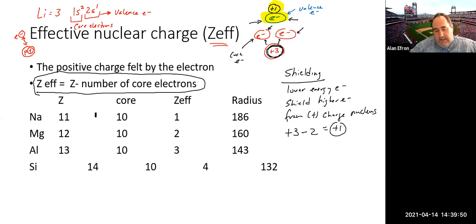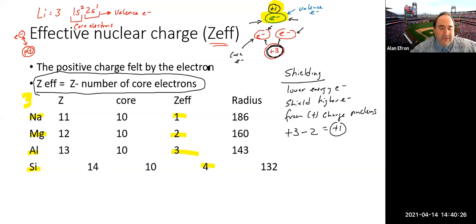The general trend in terms of effective nuclear charge is that across a period, it increases. So as we go across a period, the effective nuclear charge typically will increase. And that's what we're looking at here. This is period 3 on the periodic table: sodium, magnesium, aluminum, and silicon. And what we see is the effective nuclear charge really does increase as you go left to right on the periodic table.